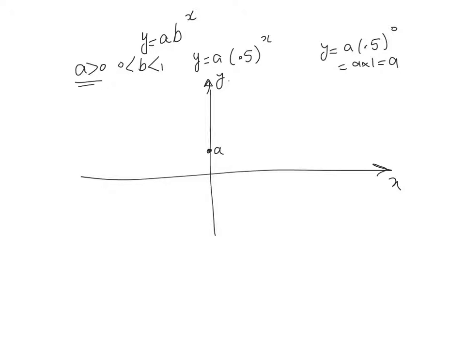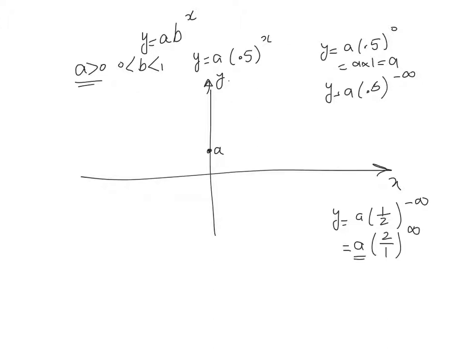Now let's consider when x goes to negative infinity. So y is a times 0.5 exponent negative infinity. We know that 0.5 is 1 over 2, so I can write this as y equal to a times 1 over 2 exponent negative infinity. But when it's a negative exponent, we can flip and get a positive exponent. So this is the same as a times 2 over 1 exponent positive infinity. Now, 2 over 1 is the same as 2, and 2 exponent infinity is going to be infinity, times a, which is a positive number, is going to give us positive infinity. So when x goes to negative infinity, which is somewhere around here, y goes to plus infinity. So it's going to be somewhere around here.